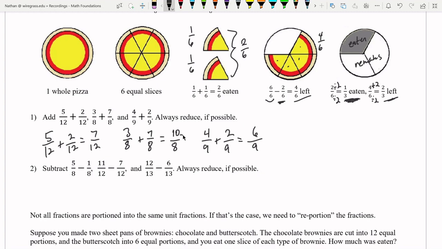Of course, you can also reduce, right? You can divide this by 2. That gives me 5/4, and we can divide this one by 3 on top and bottom to get 2/3.